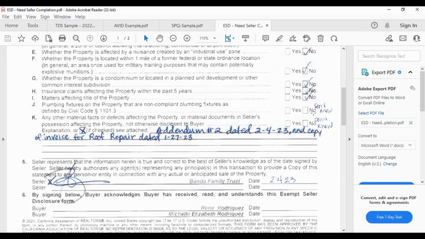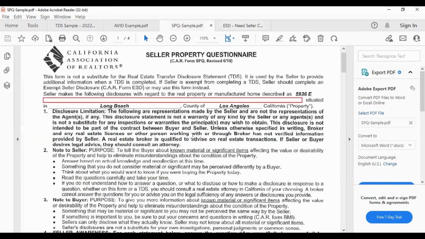So guess what? In this transaction, we actually got extra time because of this document, because it was not complete, because they have to give us some kind of disclosure. They didn't have to give us a TDS, but they have to give us something. They're not exempt from giving us the exempt disclosure, and they didn't even complete that. Okay. But let's go back to the SPQ.